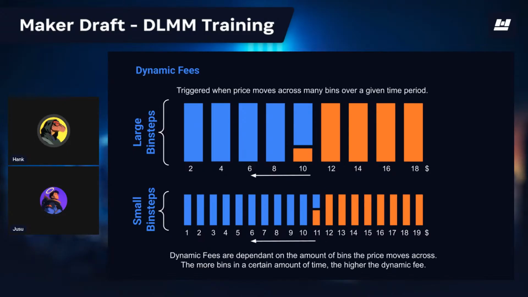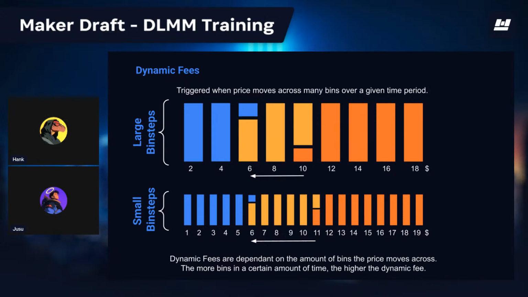Then here, when you see the price move, as an example, with smaller bin steps it goes through way more bins. The result is that the fees might be lower with small bin steps, but the dynamic fees kick in a bit faster. And as the dynamic fees kick in, you as a liquidity provider earn more.